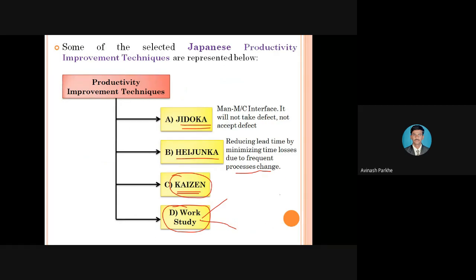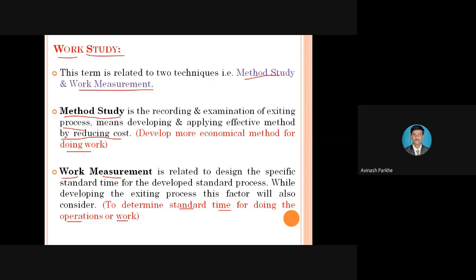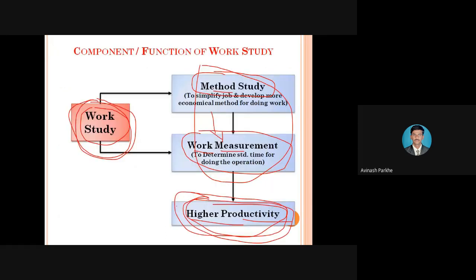Jidoka, a Japanese technique. Kanban, it is also a Japanese technique. Kaizen, it is also one of the Japanese or maybe Indian techniques. And the work study, which is mostly used in the industry, is also one of the standard techniques to improve the productivity. And in detail, we have discussed the work study in the form of the concept of method study and the concept of work measurement. And in addition to that, how the method study and the work measurement play an important role to increase the productivity, that also we have discussed through this particular block diagram.